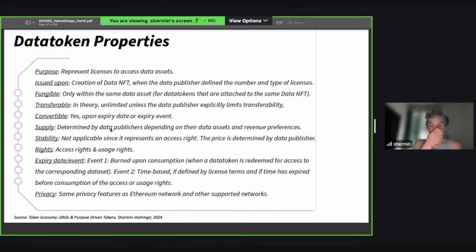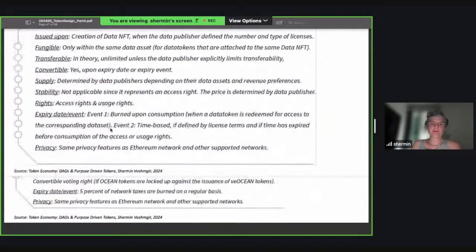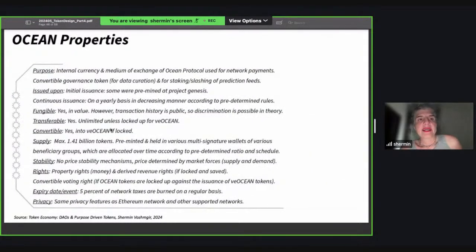Privacy, again, same privacy features as the Ethereum network and other supported networks. Ocean token, as I said, that was the first token that was issued in version 1 of the protocol. Purpose: it has various purposes. It's the internal currency and medium of exchange of the Ocean protocol that can be used for network payments. However, I think that's interesting, it's not the only accepted token for marketplace payments. I think the protocol founders, what Trent told me, really wanted to make it inclusive and not tie it to their token, not create any lock-in effects.